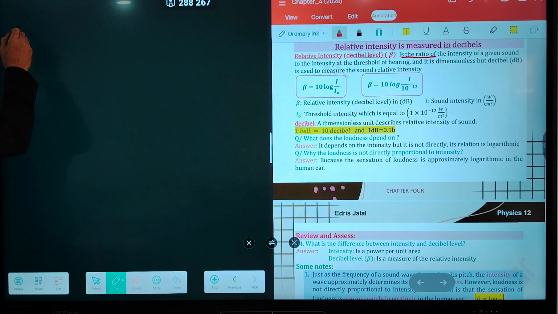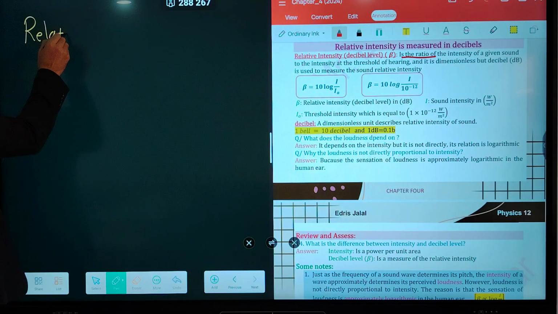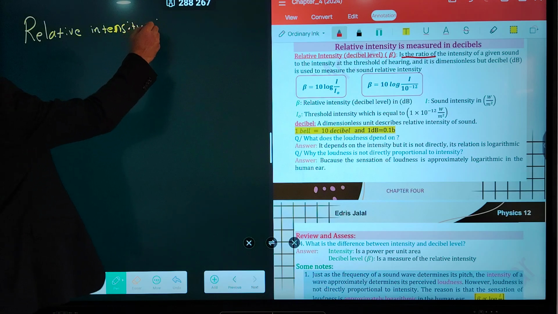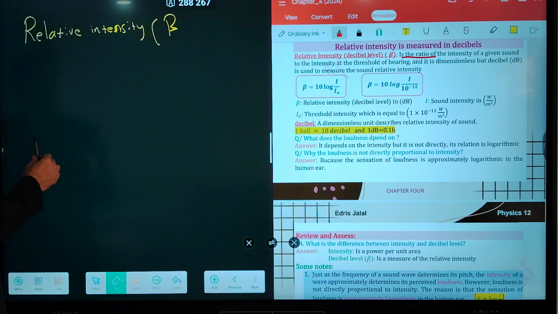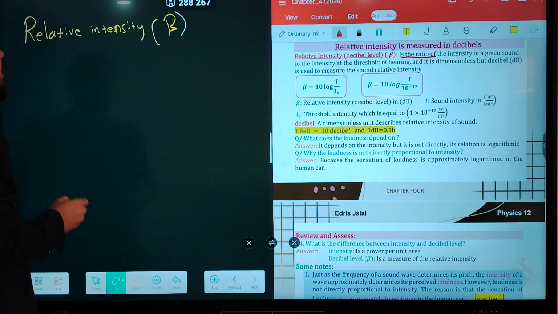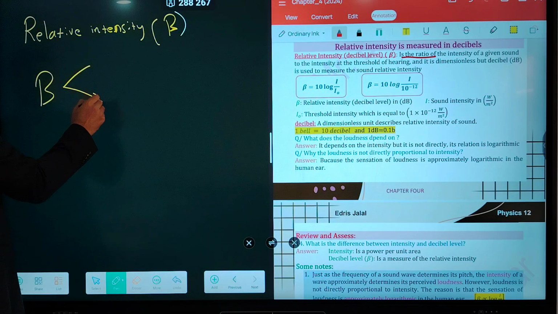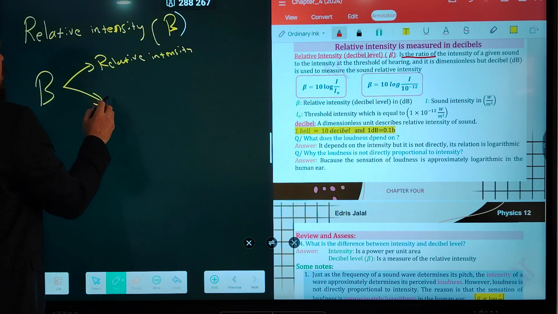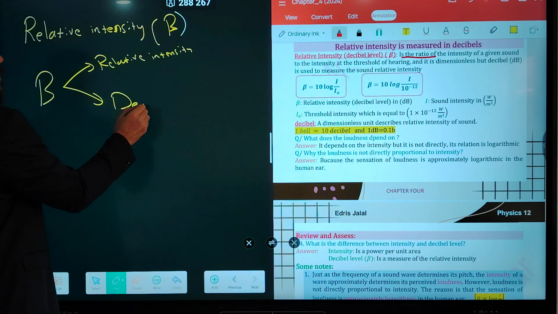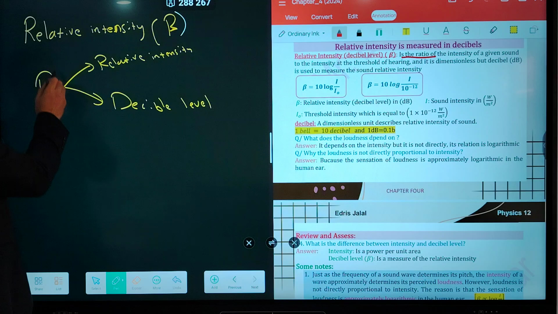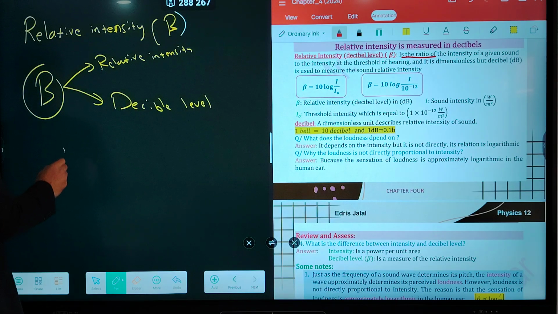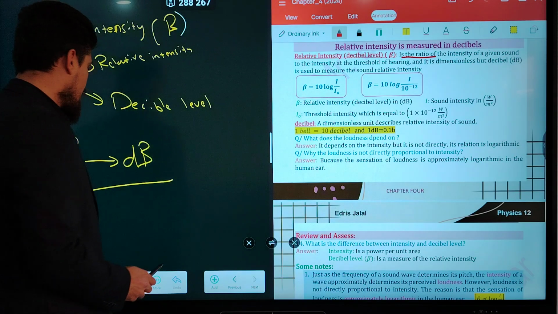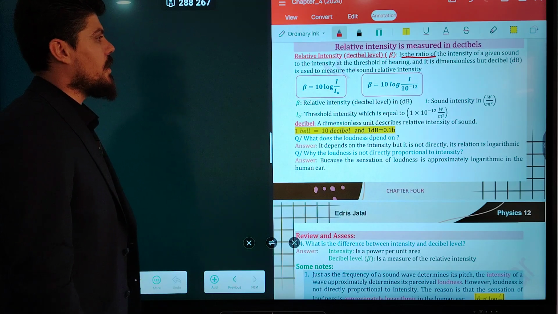What is that relative intensity? Its symbol is beta. What is beta? It is relative intensity or decibel level. It has two names, relative intensity or decibel level. Beta is measured in what? Decibel. It is measured in decibel, dB.